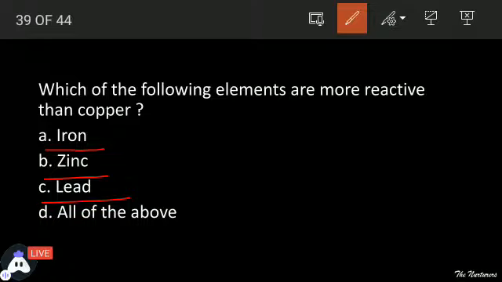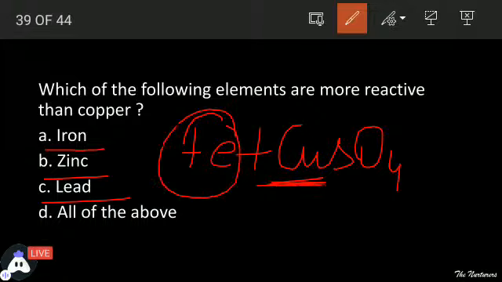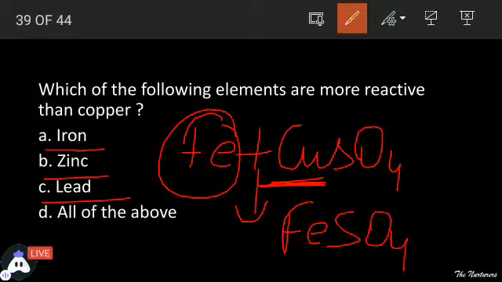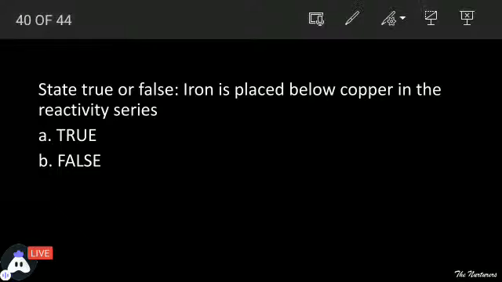Yes, right now since we are talking about this reaction only, iron and copper sulfate, since iron was more reactive than the copper, that's why the product is iron sulfate. So we can state iron is more reactive than copper. The next one, iron is placed below copper in the reactivity series. No, the more reactive elements are placed on the top. So how is it possible that iron is placed below? Iron is obviously placed above. So the answer would be false.